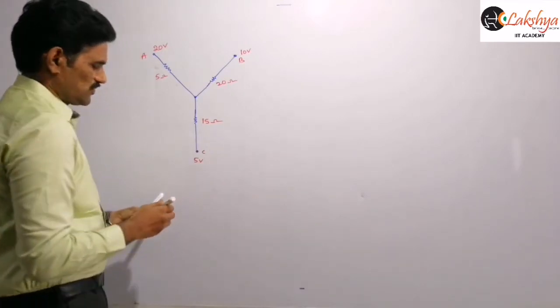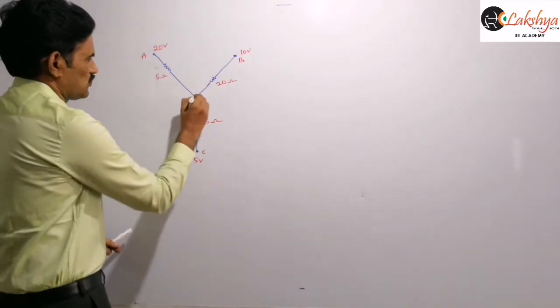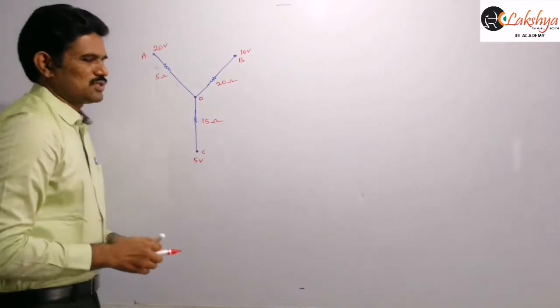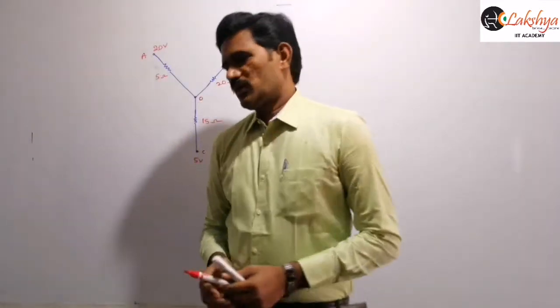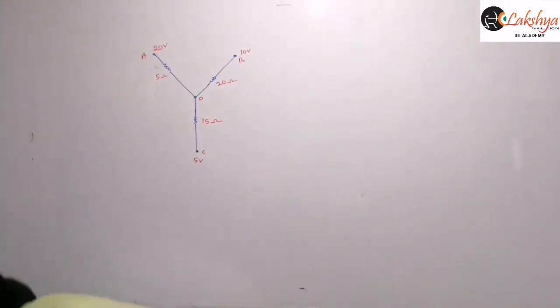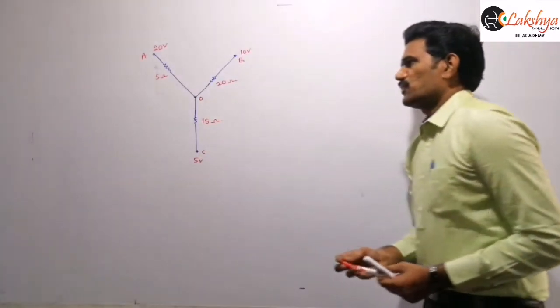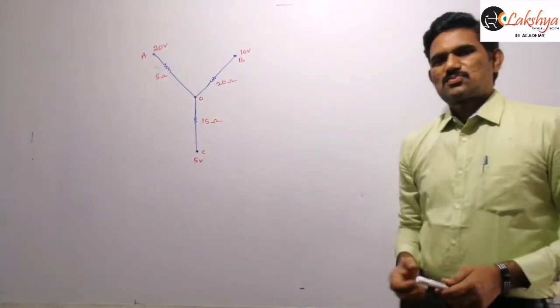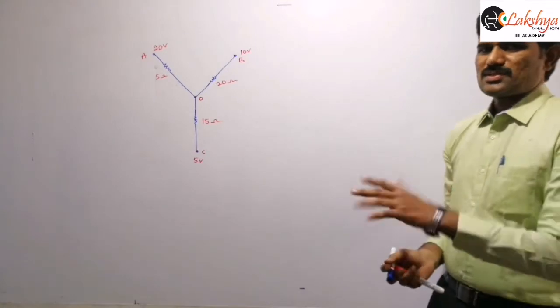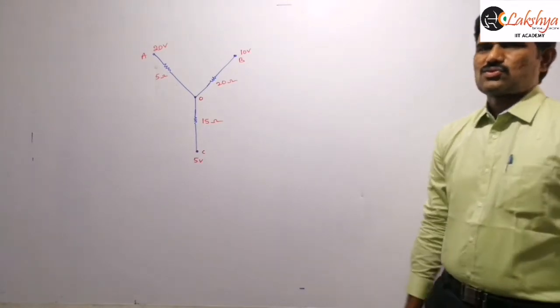This is the junction O here, and our question is we need to find the potential at the point O and the current flowing through the 15 ohm resistance. So write it as the next problem. This is also just an application of the Kirchhoff law only. With the help of Kirchhoff law, you can solve it easily.